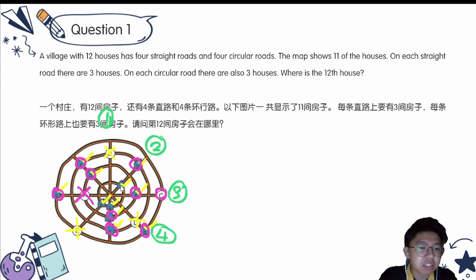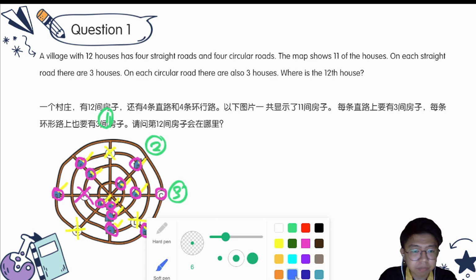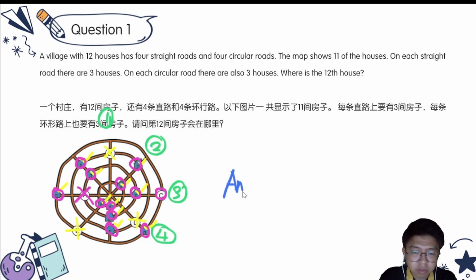And for the last circle, as you can see, this is one of the houses, and this is one of the houses, and this is also inside the last circle here, which means our answer will be C. So let's write down our answer here. So the answer must be C.